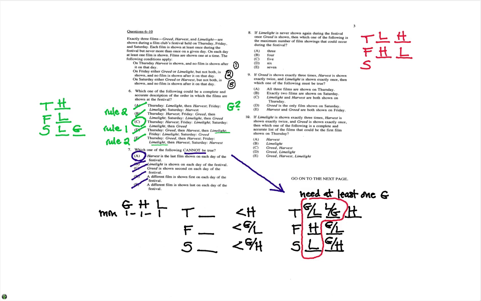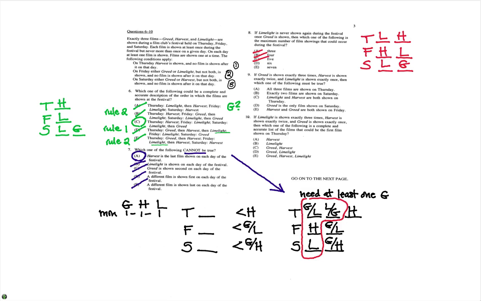Now, bringing us to our last day, Saturday. Well, now we have to place greed because we need one of each film present during the festival. Minimum 1 greed, minimum 1 harvest, minimum 1 limelight. We haven't placed greed. We know that it's either going to be greed or harvest showing up, not both. Well, it has to be greed since we haven't used it. Harvest is out, which means that I would have limelight show up first on Saturday. So this is a valid scenario, and you notice that it quickly eliminates A, B, and C.